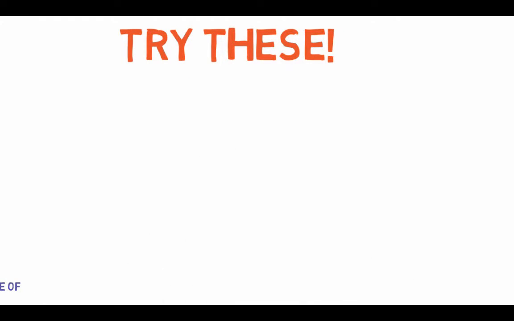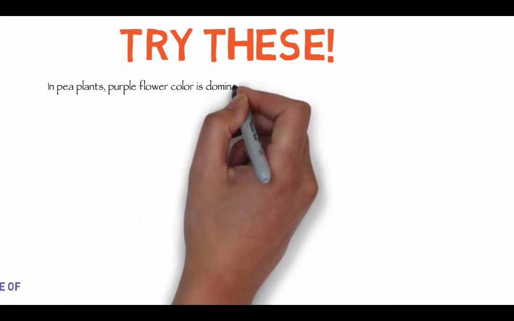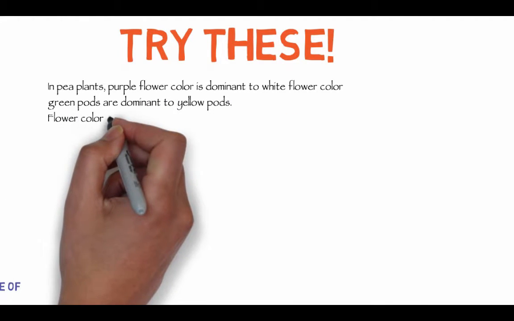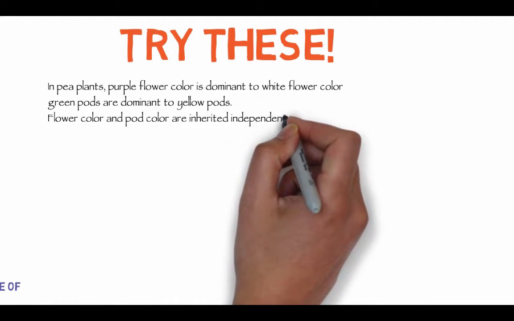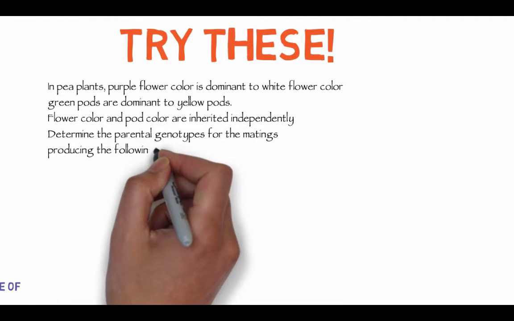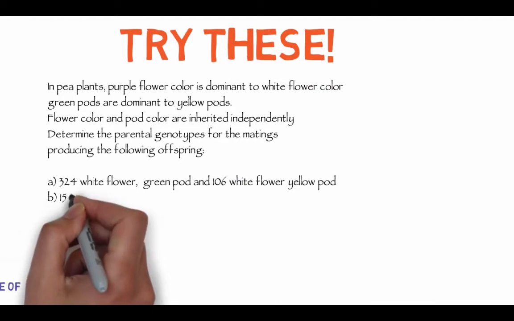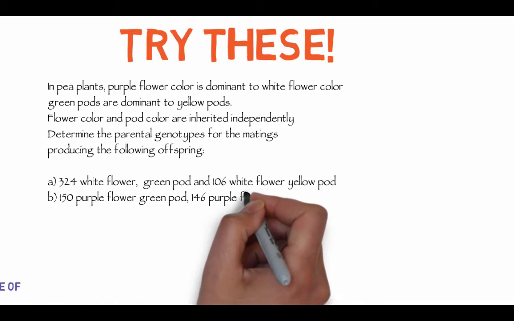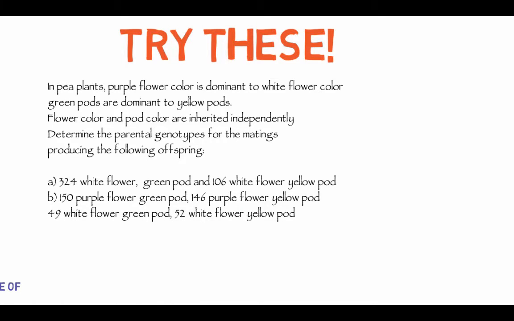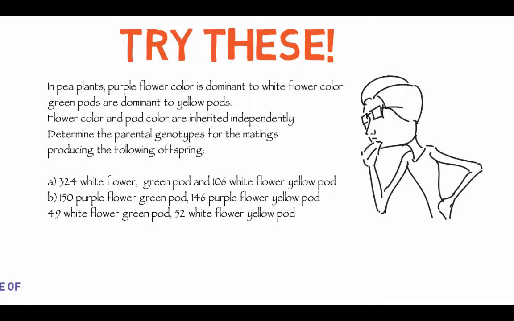Try this. In pea plants, purple flower color is dominant to white flower color. Green pods are dominant to yellow pods, and flower color and pod color are inherited independently. Determine the parental genotypes for the matings producing the following offspring. If we have 324 white flowers, green pods, and 106 white flower, yellow pod, 150 purple flower, green pod, 146 purple flower, yellow pod, and 49 white flower, green pod, and 52 white flower, yellow pod.